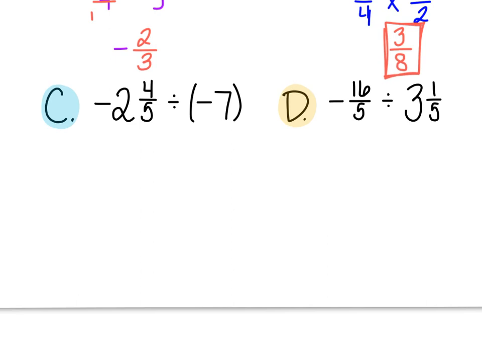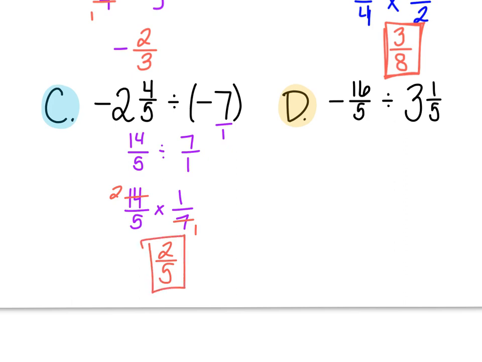For example C, we can turn -2 4/5 into an improper fraction. 2 times 5 is 10, plus 4 is 14/5, divided by, and this is going to be 7/1. And then we can keep the first fraction the same. We can change it to multiply, and we can flip that 7/1 upside down, so it's 1/7. You'll notice that both numbers are negative, so this is going to make a positive answer. And then we can cancel the 7 and the 14 to make the 14 to 2 now. 2 times 1 is 2. 5 times 1 is 5. So we get positive 2/5 for our answer.